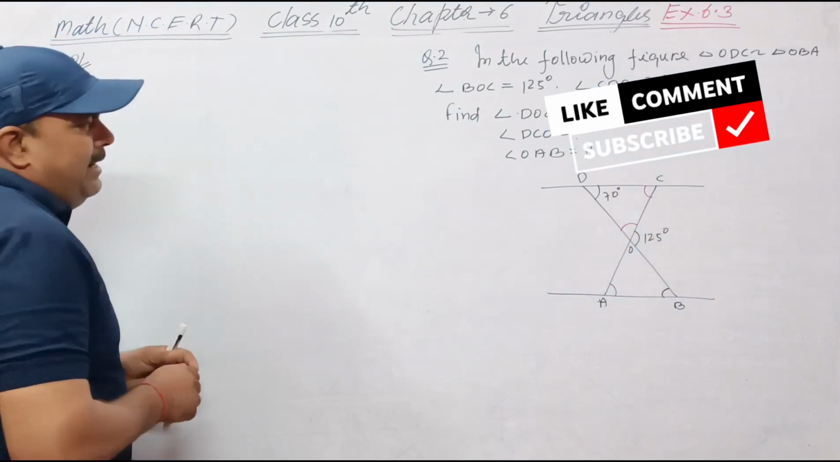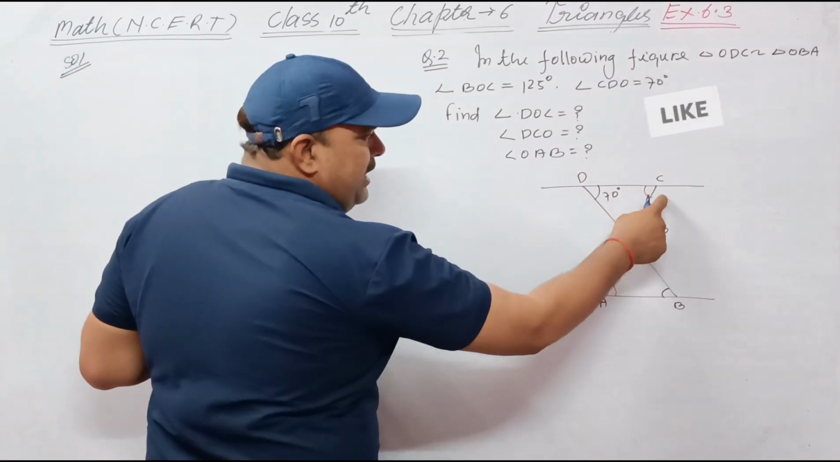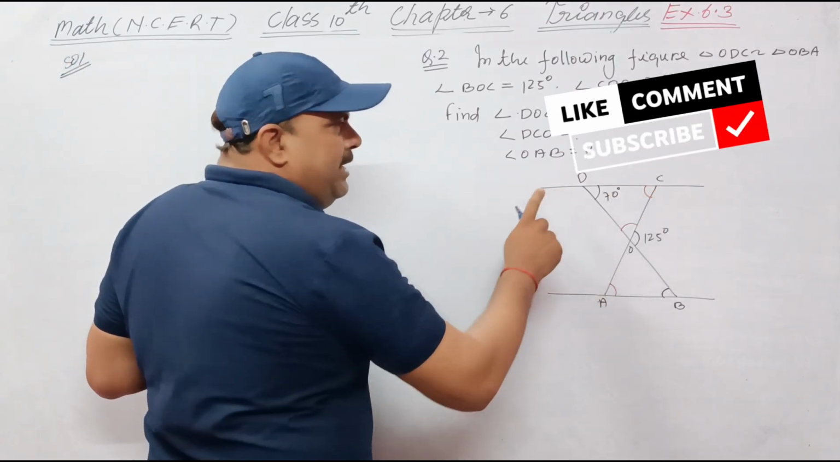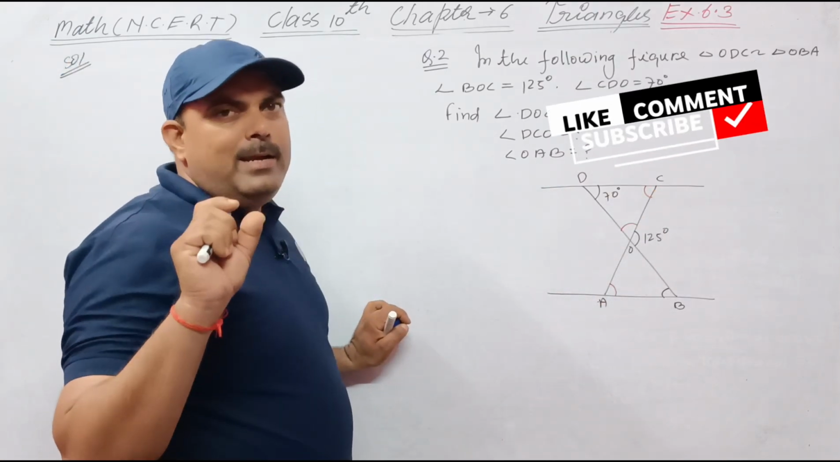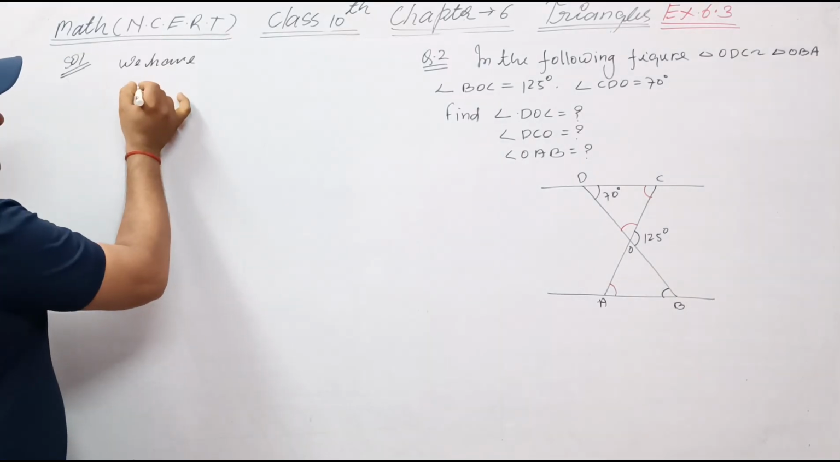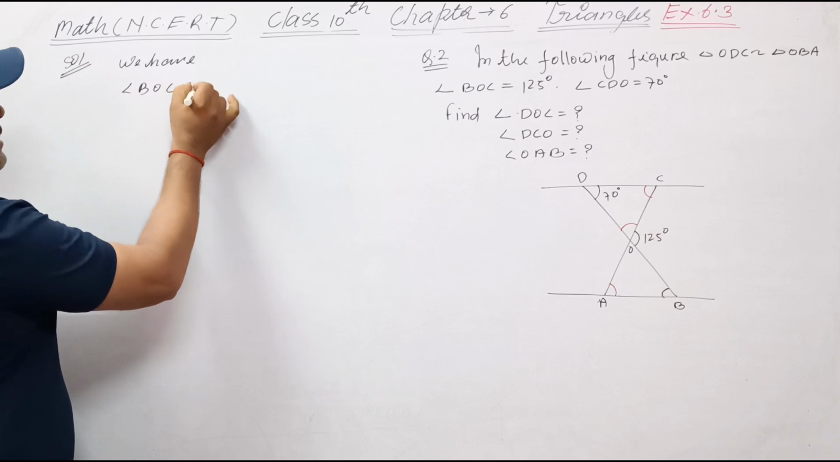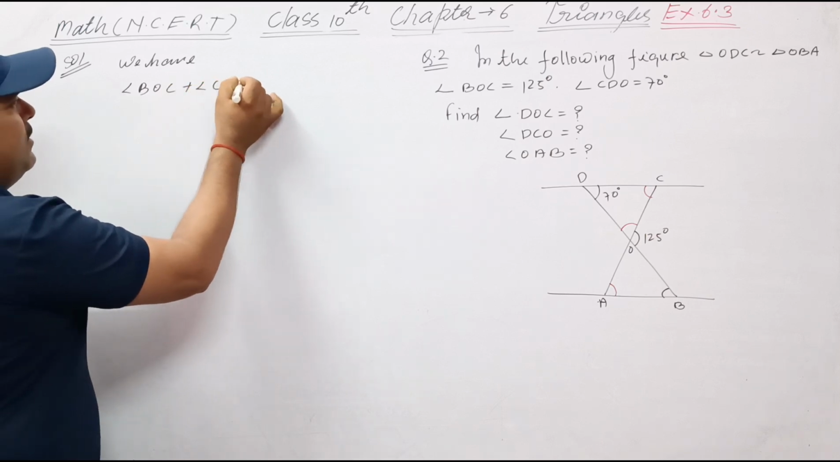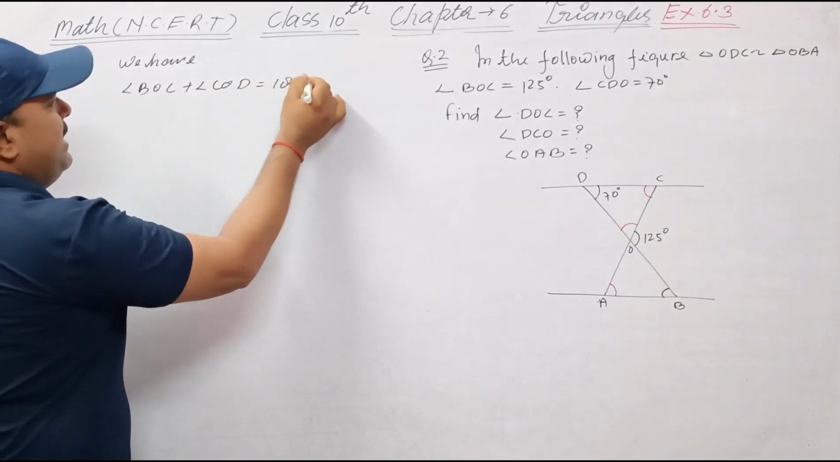Let's understand: angle BOC plus angle COD is equal to 180 degrees by the linear pair property. Angle BOC plus angle COD is equal to 180 degrees.